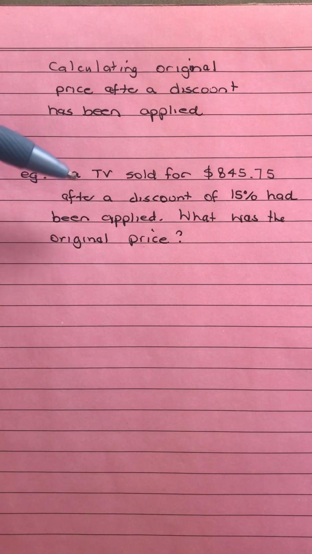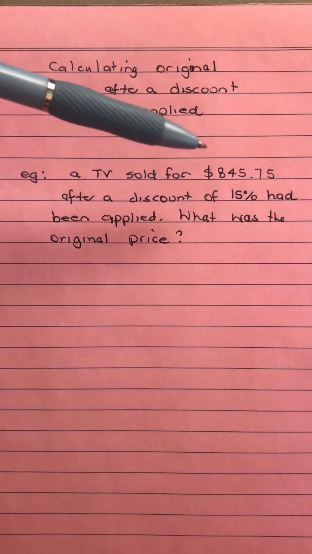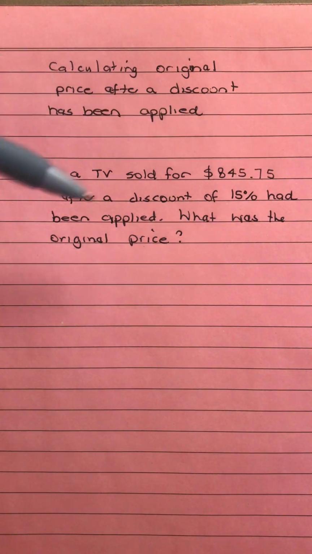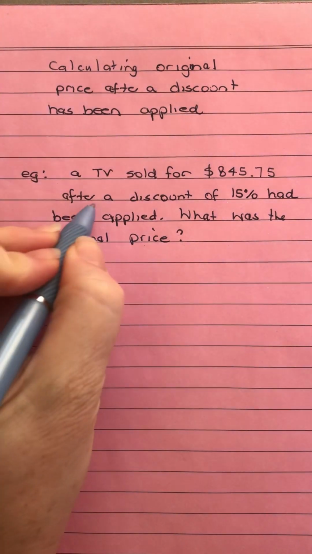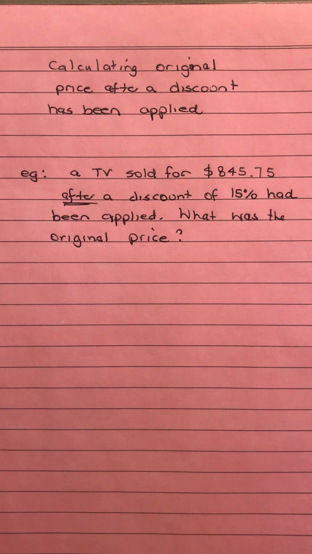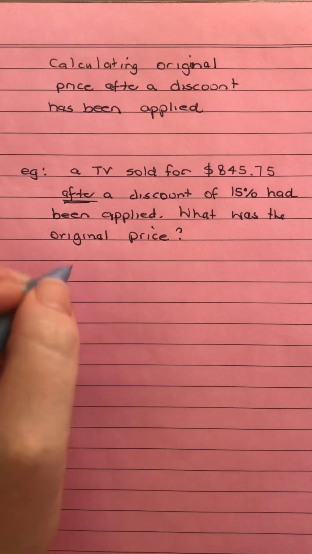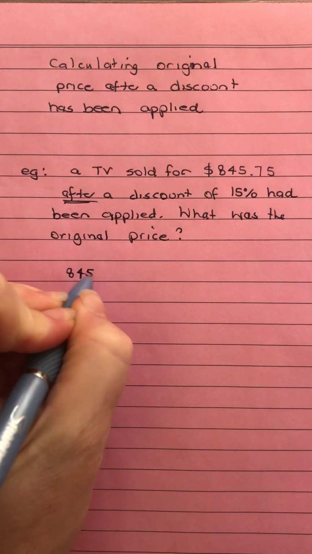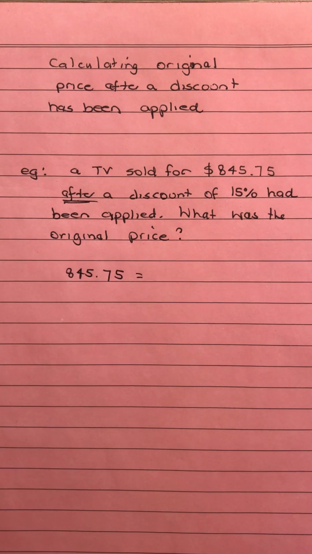So we've got our classic example here, a TV sold for $847.75 after a discount of 15% had been applied. Sometimes that will be worded like after it was discounted by 15%, or it was in a 15% off sale and it sold for $845.75, and you're finding out the original. So I like to write a little bit of a statement here. So when it has sold, the $845.75 was the original price minus 15%.